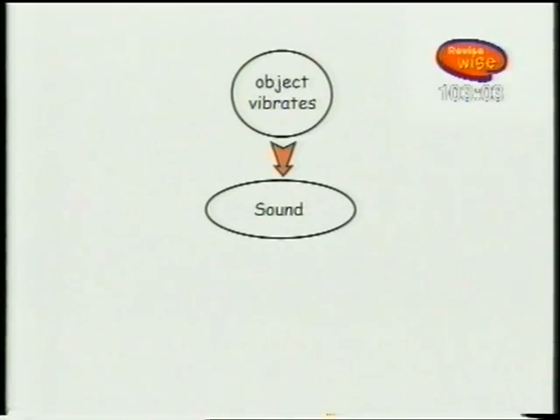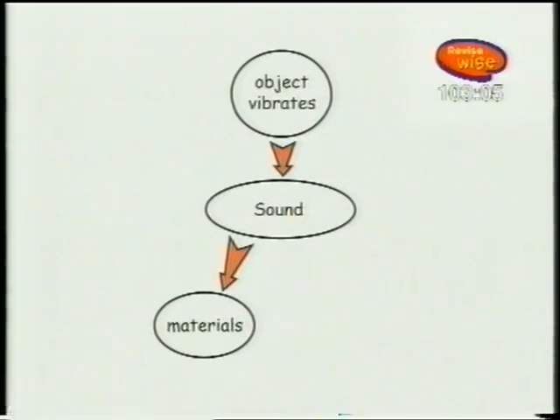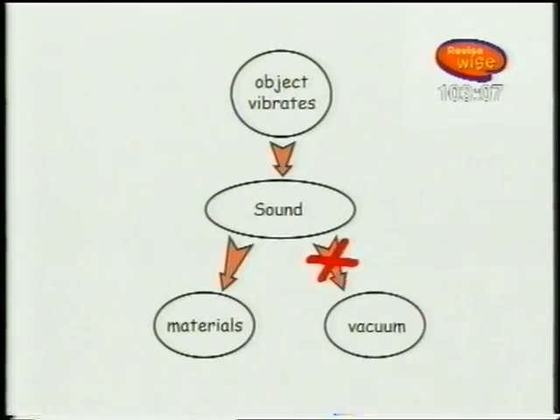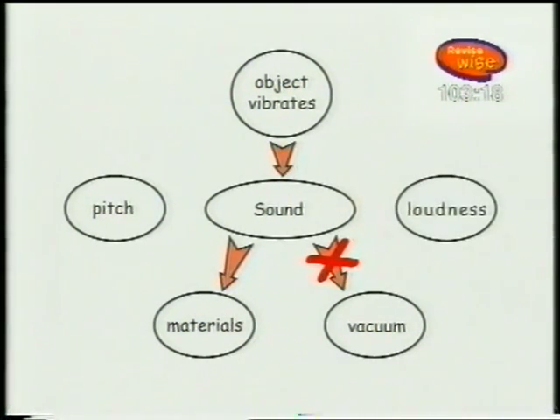So now it's time to check what keywords we've got to put in the memory bank. Sound is made when an object vibrates. Sound can only travel through materials. It cannot travel through a vacuum. You can change a sound's pitch, how high or low a sound is. You can change a sound's loudness, how loud or quiet a sound is.